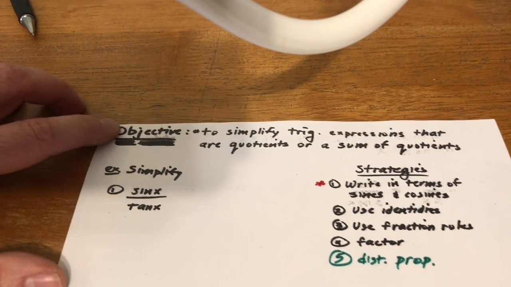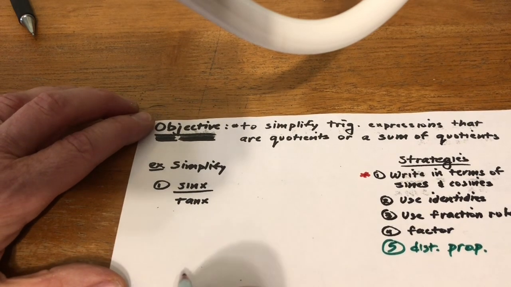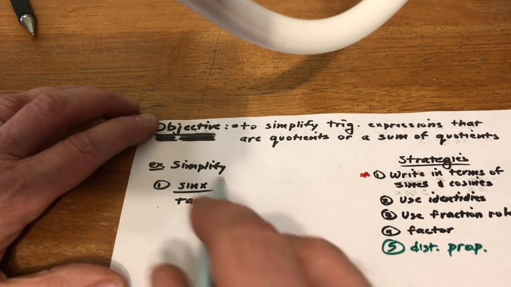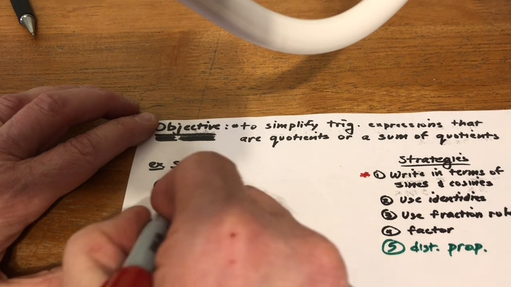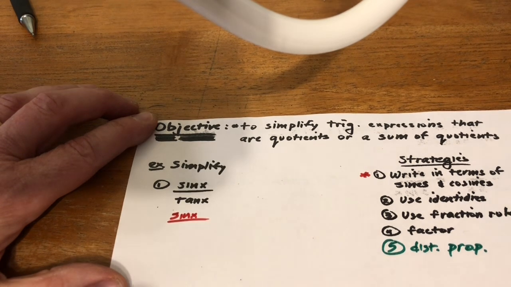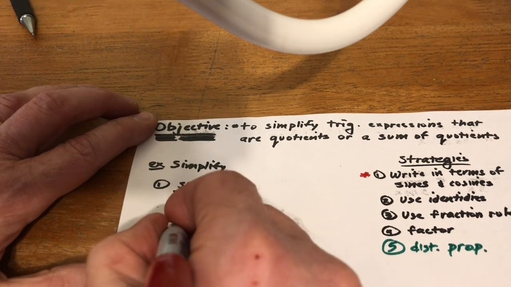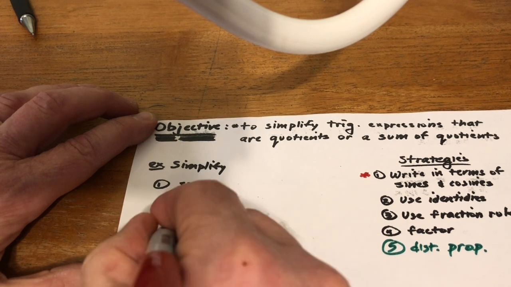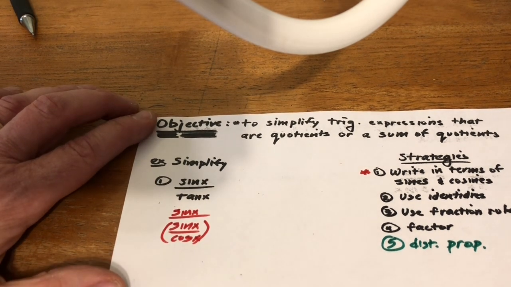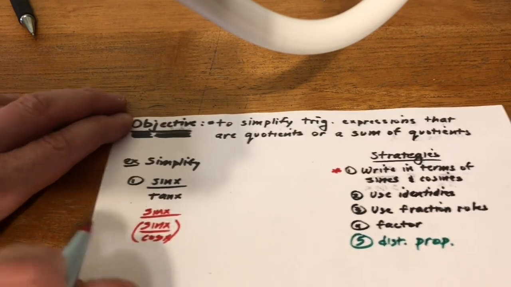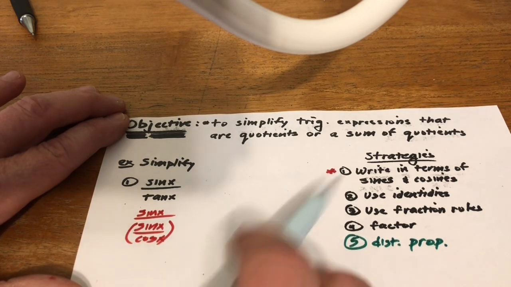Let's take a look at problem number one. So we've got sine x over tan x, and what could we do first? Well, let's write everything in terms of sines and cosines and see where that leads us. The numerator is already a sine, but the denominator, we can write the tangent as sine over cosine. So there would be our first step. What would we do next here? Think about it. Which one of these do you think could be helpful?